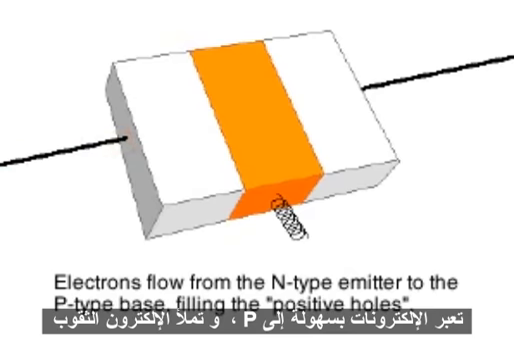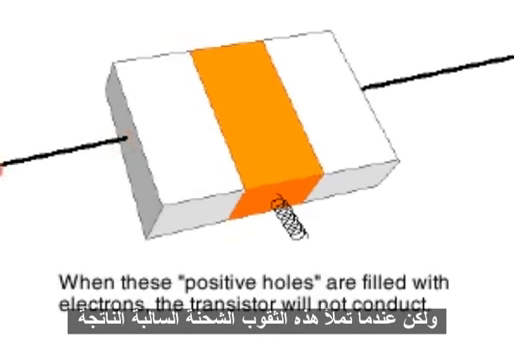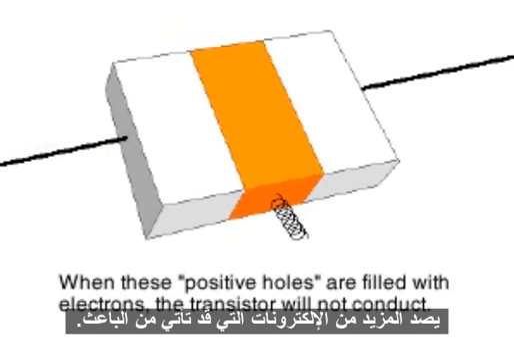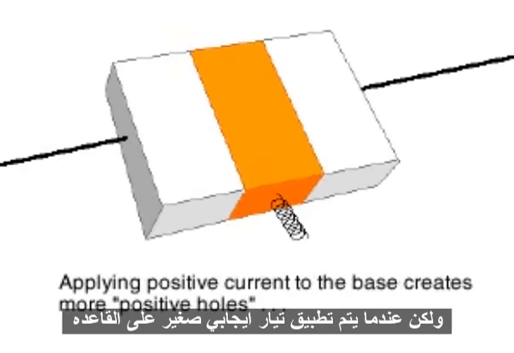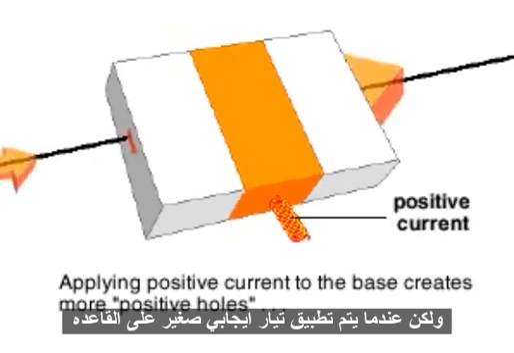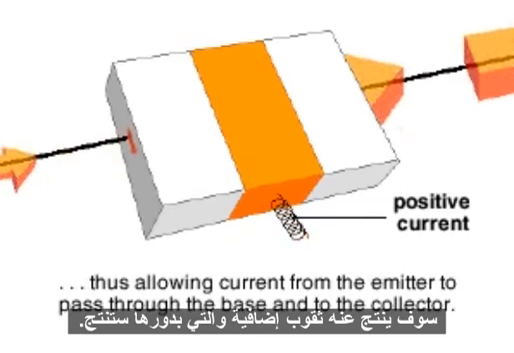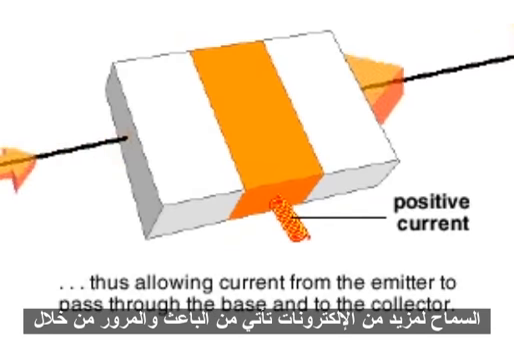base, filling the electron holes. But when these holes are filled, the resulting negative charge repels further electrons that would come from the emitter. The transistor does not conduct. But when a small positive current is applied to the base, it will produce additional holes that will in turn allow more electrons to come from the emitter and pass through the base to the collector.